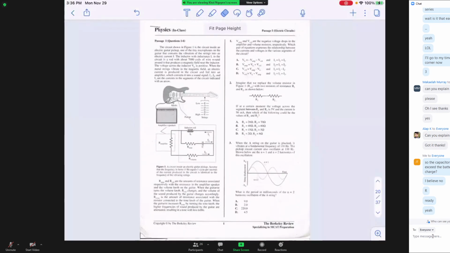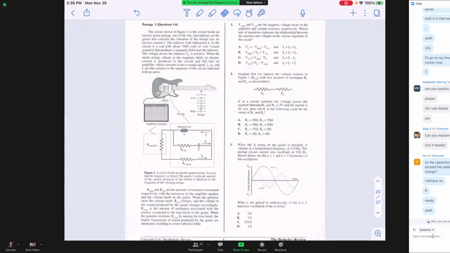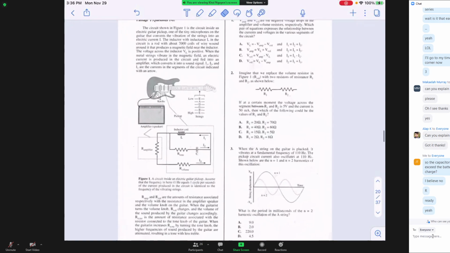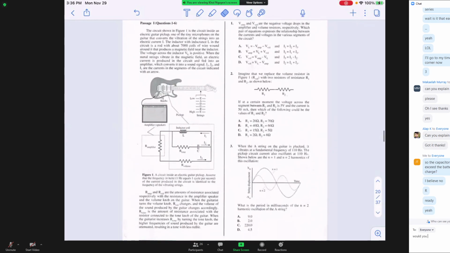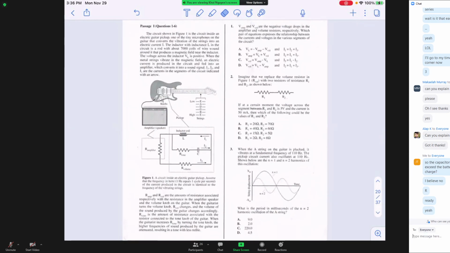Okay, so this is a guitar type of passage. I want to zoom in a little bit so you can see and read everything. You're not missing anything. Okay, it's a guitar passage. I'll give you guys 9 minutes to do it. I'll skip to the next page in about 6 minutes. You may begin.